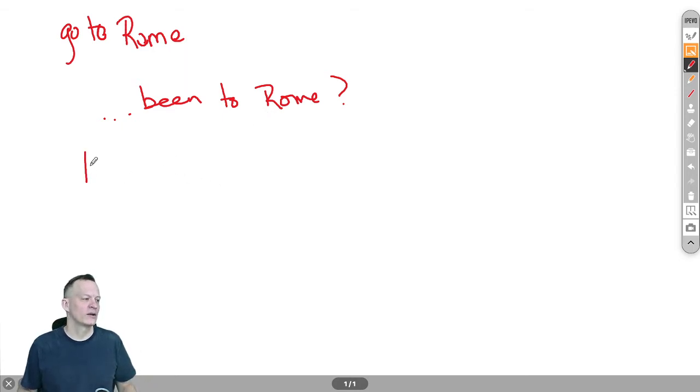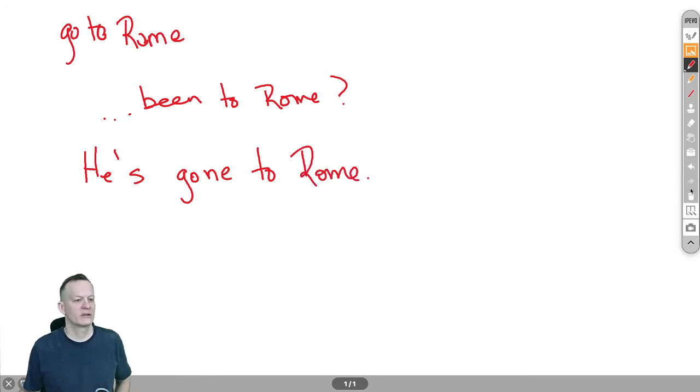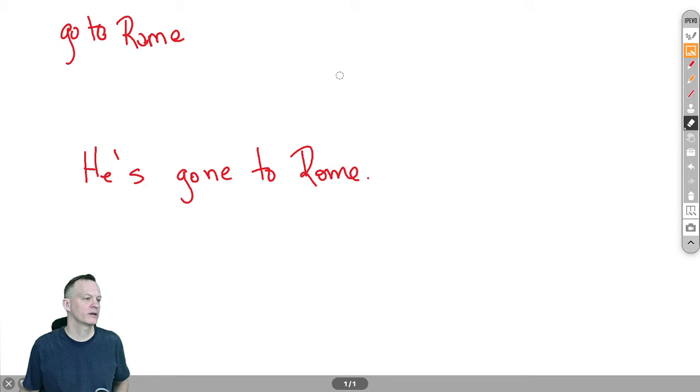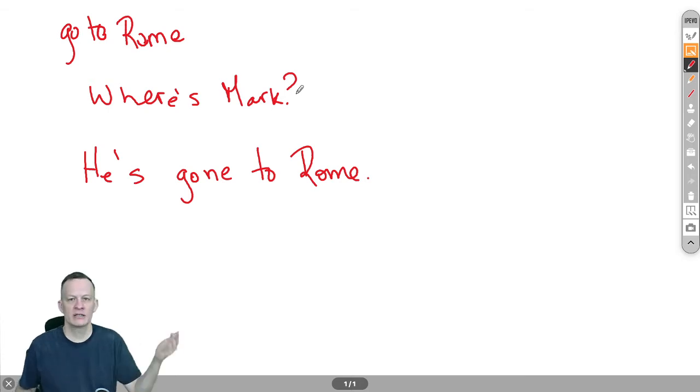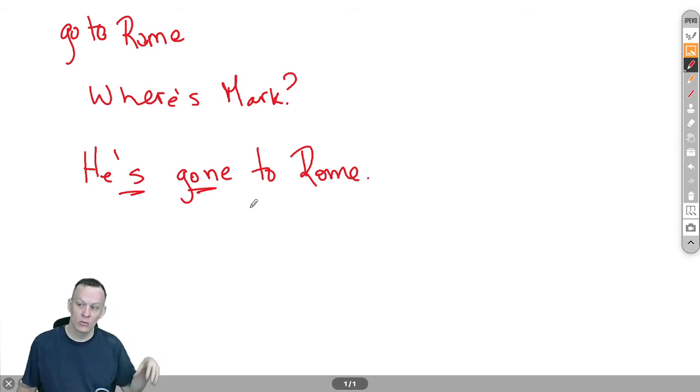When we say that someone, for example, he's gone to Rome, okay, let me get my eraser out here and I can erase this. This eraser should be bigger, but oh well. I want to say, for example, where is Mark? Where's my marker? Here we go. So I go, where's Mark? And then you tell me, oh, he's gone to Rome. He's not here. He's in Rome. And we use the present perfect to say that he's gone to Rome. He is still in Rome now. We're not talking about the experience of having been to Rome.